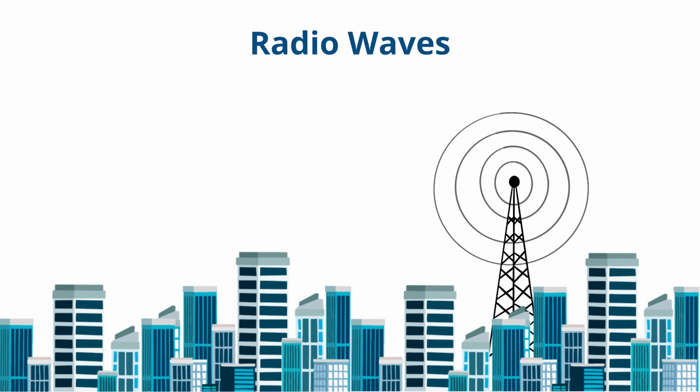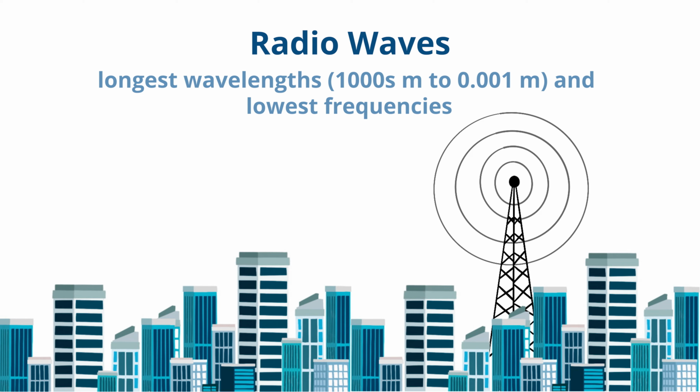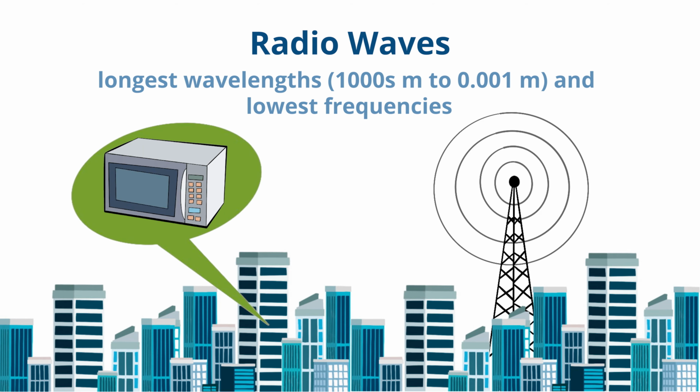Radio waves have the longest wavelengths and lowest frequencies. Their wavelengths range from thousands of meters to 0.001 meters. The shortest radio waves are microwaves. Radio waves are used in radar, sending sound, TV pictures, cell phones, cooking, and satellite transmissions.